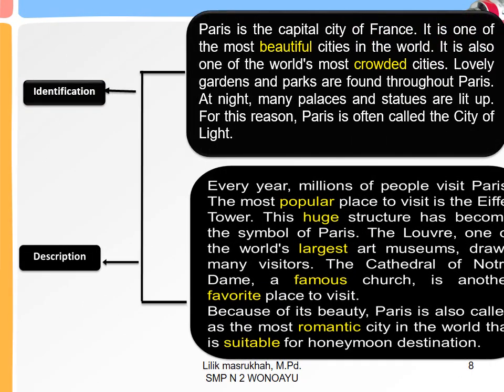From that text, it contains 2 generic structures. First is identification. The sentences in identification show the spatial characteristics of Paris. But the second one is description. The description sentences are more general than identification. Okay, students, you can pay attention to each word in yellow print.